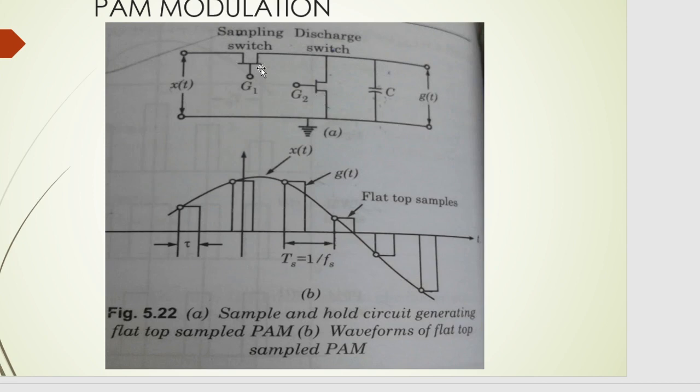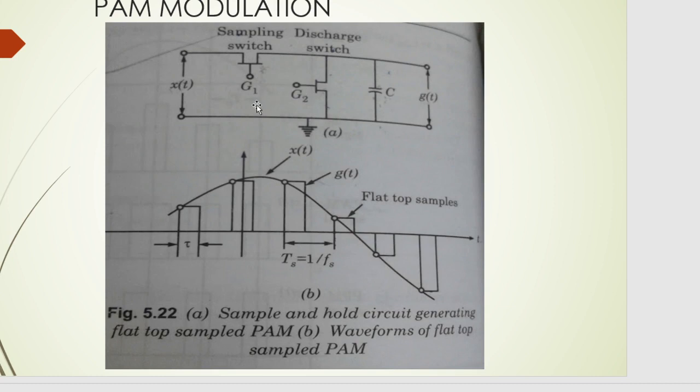The first transistor is represented as a sampling switch. The second one is represented as a discharge switch. And there is a capacitor. So in practice, what is done is, we apply the message or the modulating signal across the input point, and then the carrier pulse train is applied to G1, and the same pulse signal after inverting is applied to the gate of G2.